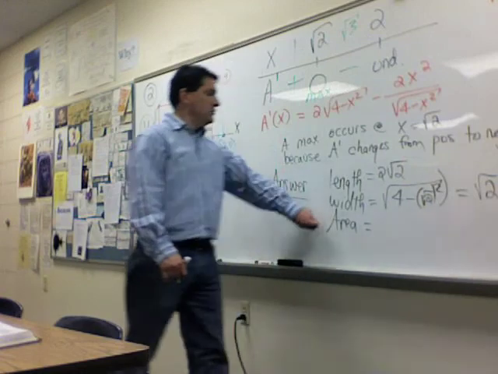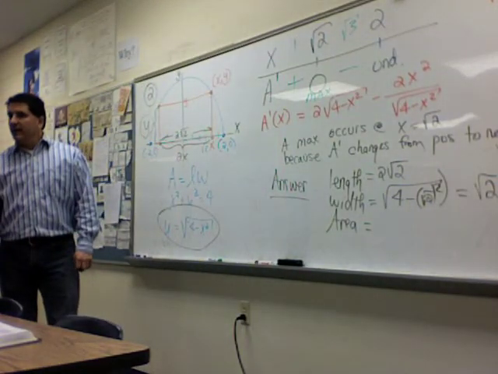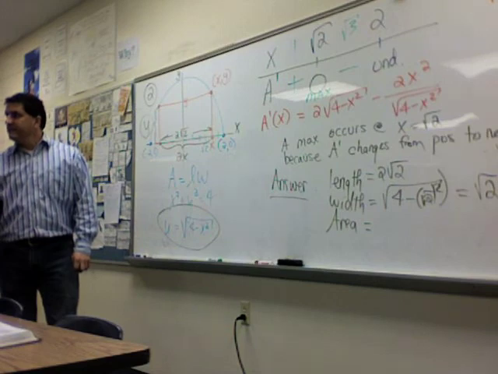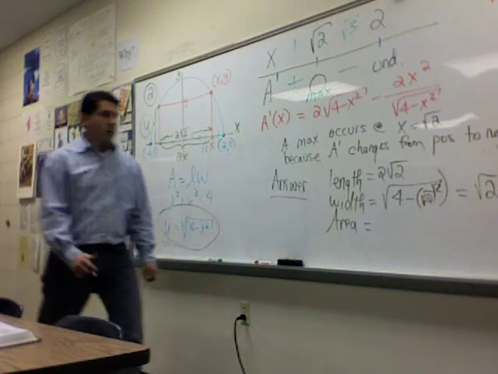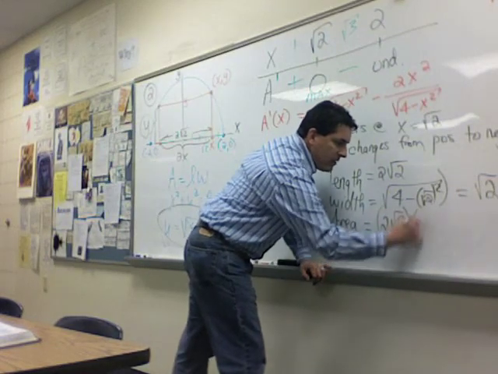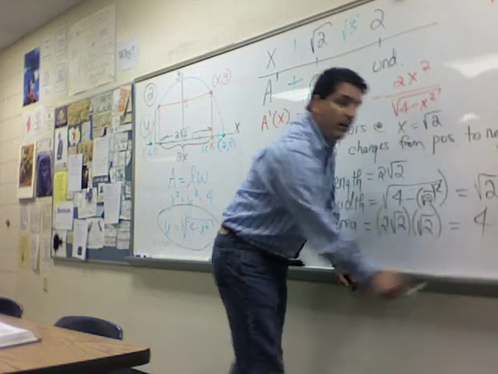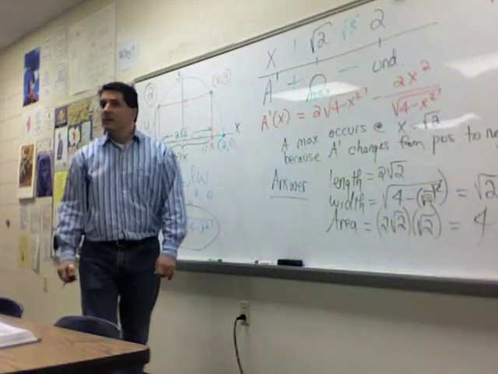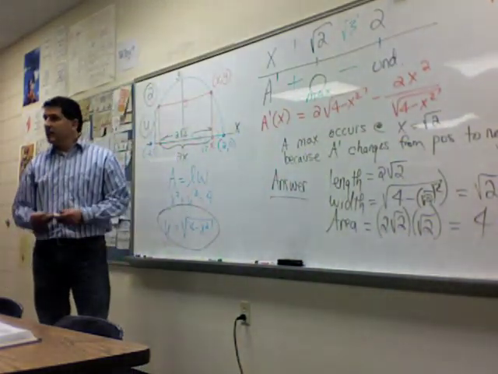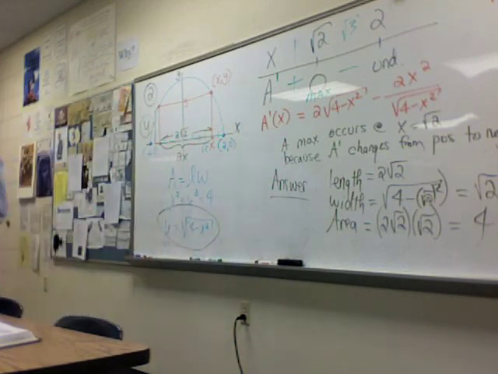Okay. So, what's the area of the rectangle? 4 is correct. So it's 2 square roots of 2, that's the length, multiplied by the width, and we get an area of 4. All right, pull out your calculator. We're going to verify this on the calculator.